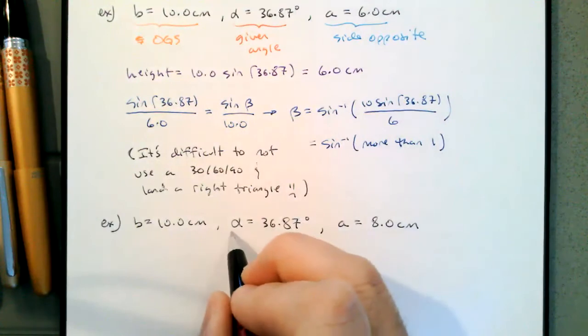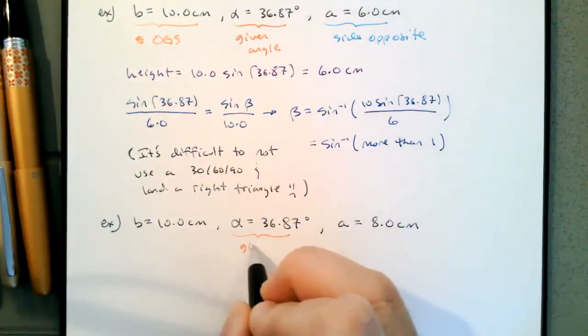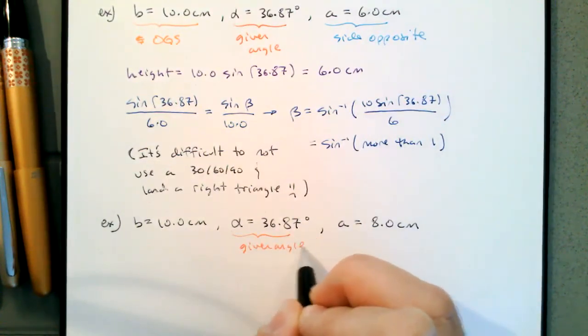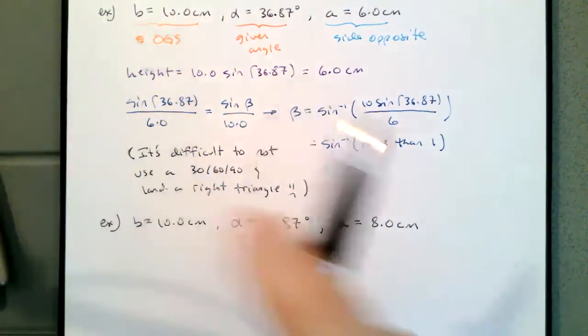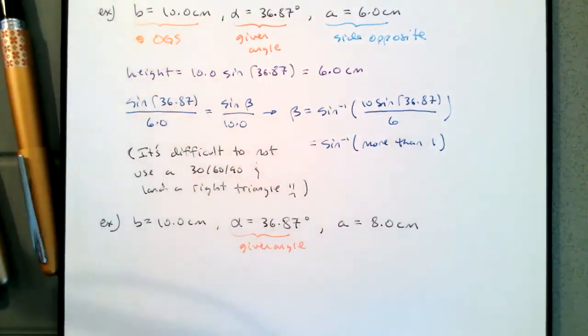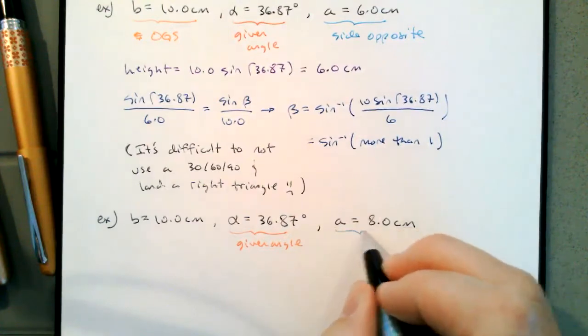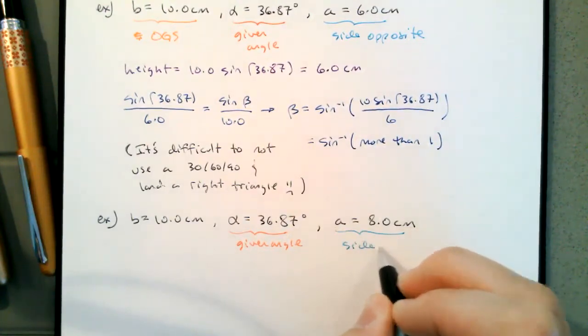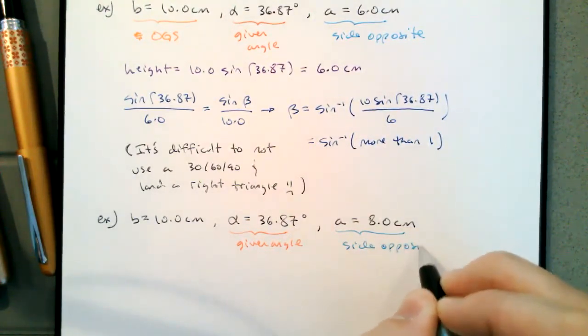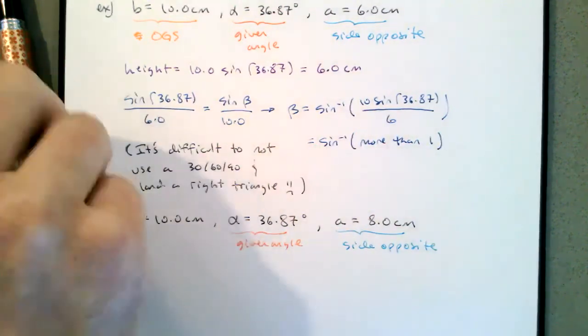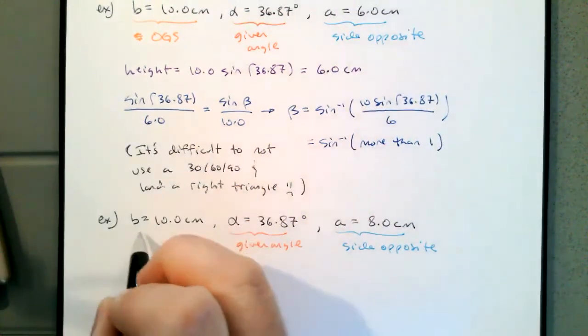Here's the 36.87. That's our given angle. The 8 is the side opposite the given angle. And the 10 is the other given side.